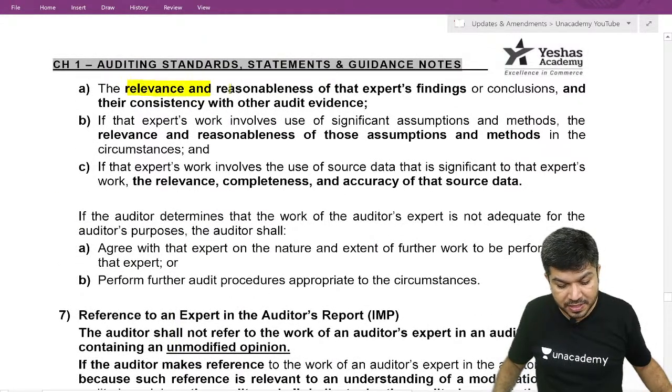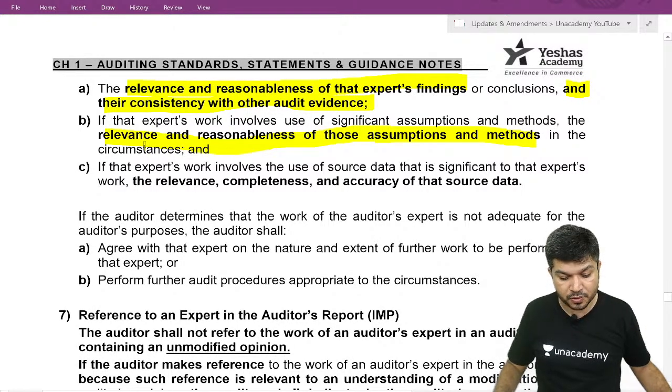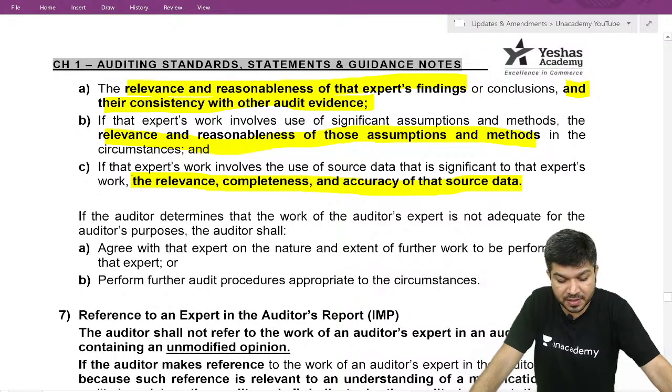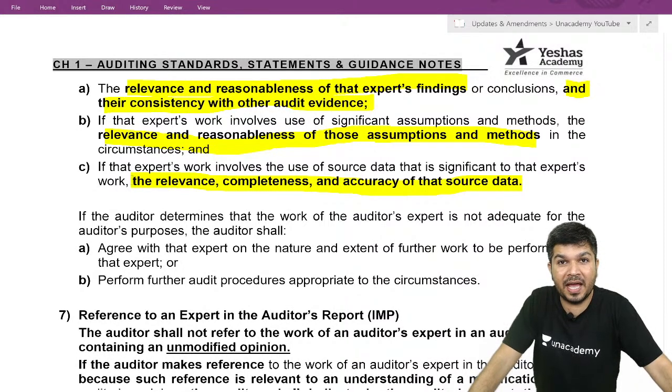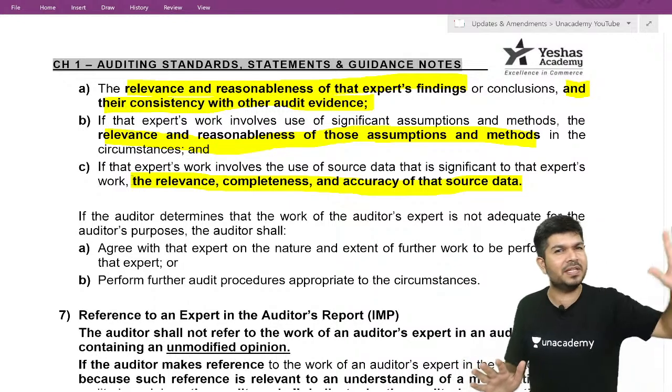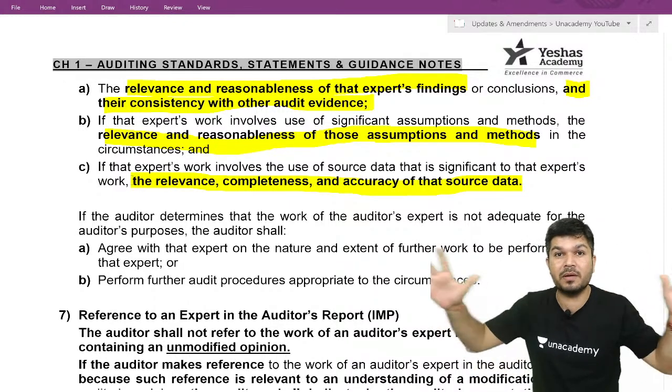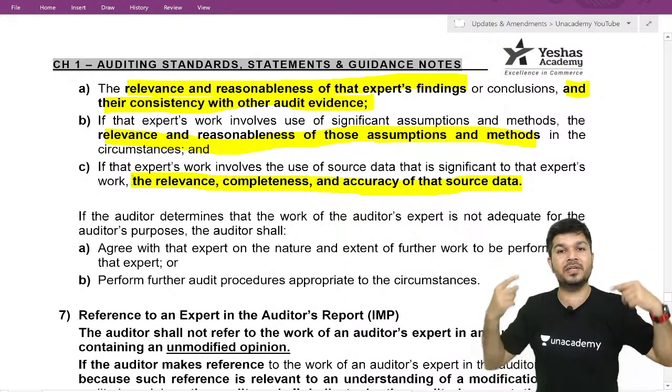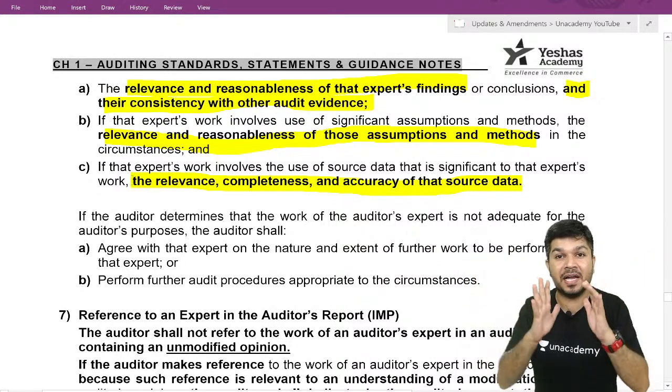So you need to see the relevance and reasonableness of the expert's findings and their consistency with other audit evidence. Is it matching with your other audit evidence? Two, the assumptions and method used, are they relevant and reasonable? The source data used is relevant, complete, accurate. So I need to first understand the relevance and reasonableness of that expert's findings and consistency with my other audit evidence, and whether the method, assumptions and data used by him are all relevant and proper or not.